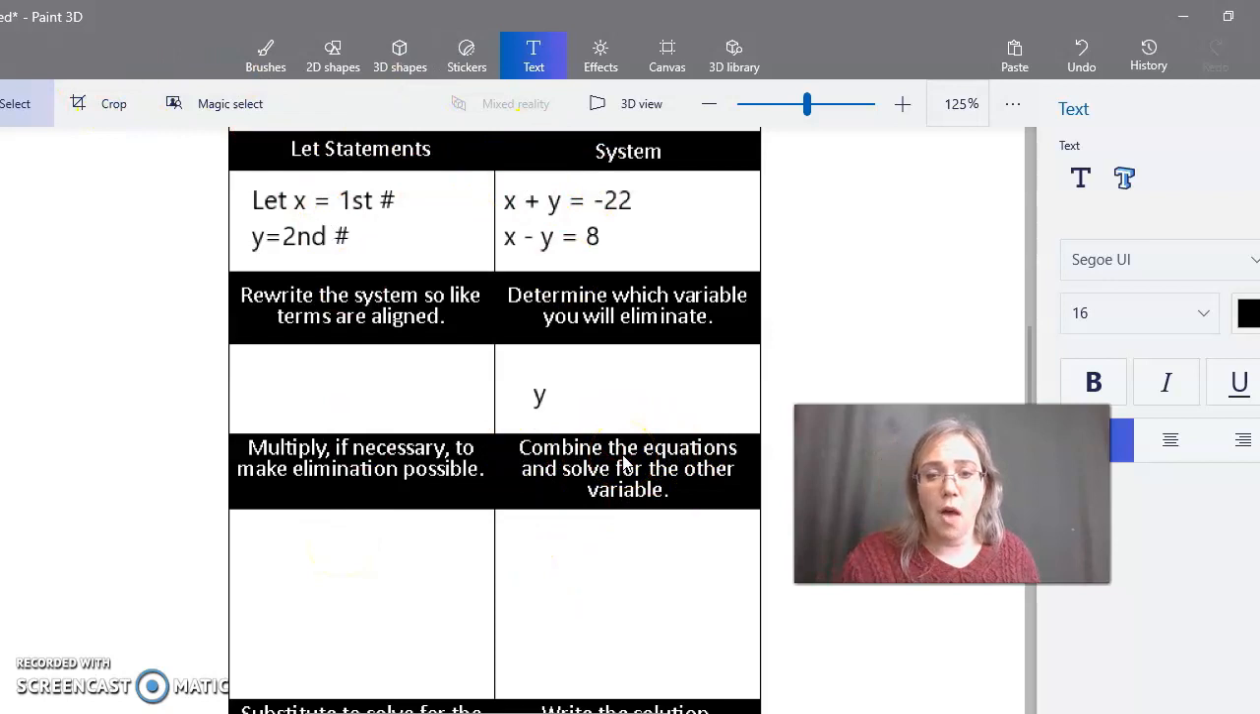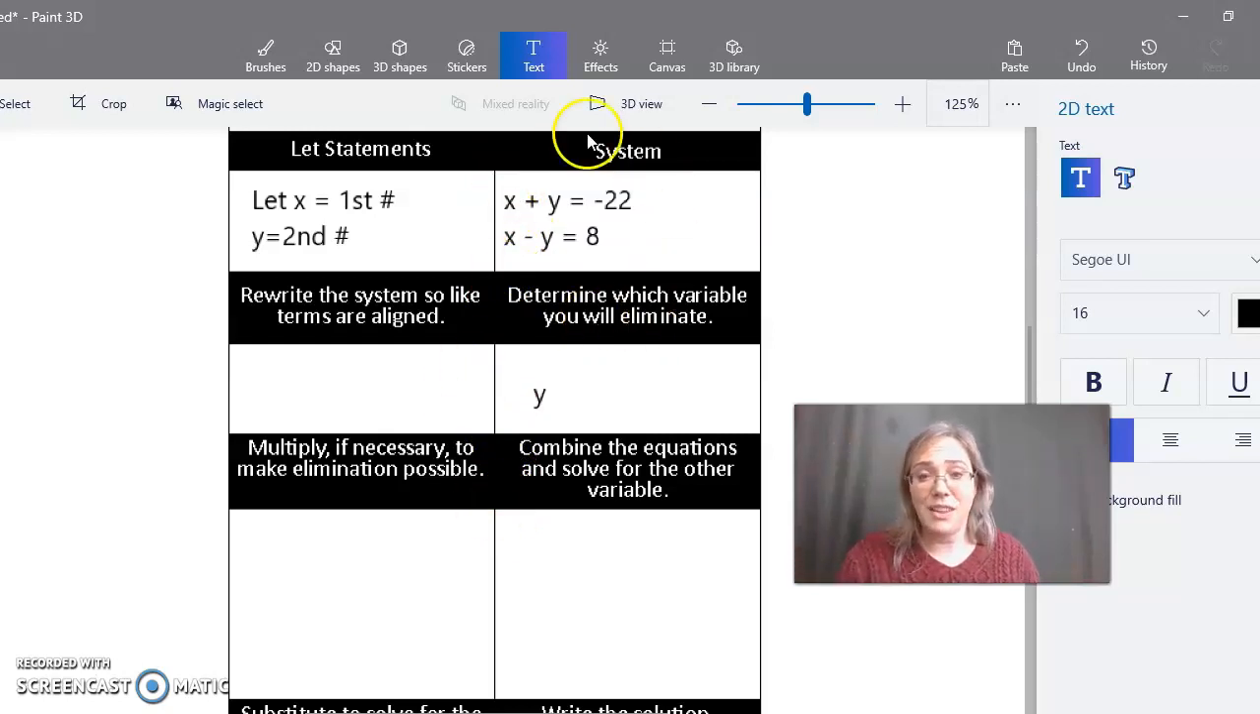Combine the equations and solve for the other variable. What I mean by that is we're actually going to add the equations exactly as you would normally. If you were able to add them in one equation, we're just going to add them up vertically in the same way you learned to add when you were younger. We line everything up, and that way place value takes care of things.